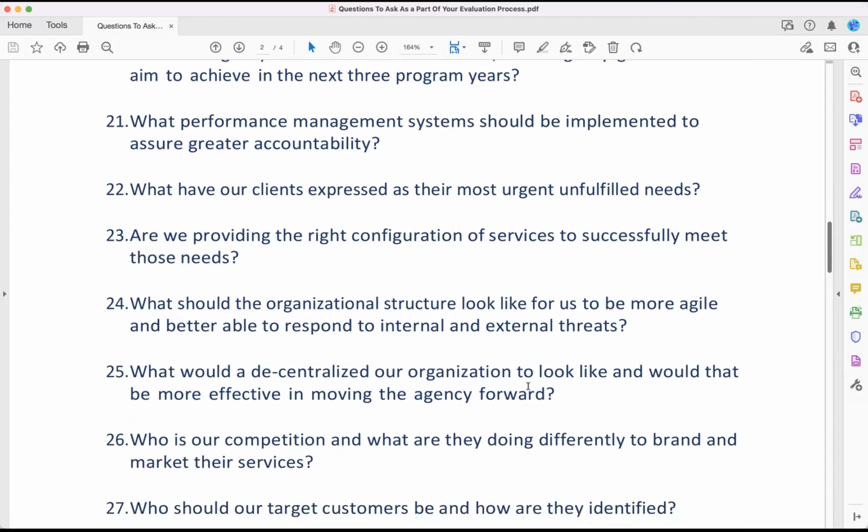So your next question is, what would our organization look like if it were decentralized, and what would be more effective in moving the agency forward? So like I said, you don't necessarily always want to have one person or one team that is holding all of the knowledge in terms of how a program looks. So once you have decentralized that department or that team, you have multiple people who are working on addressing some aspect of your service delivery. What does that look like? Do people need to be cross-trained? Do people need to have succession plans? The answer for that is yes, yes, and of course. And so that's something that you want to take into consideration.